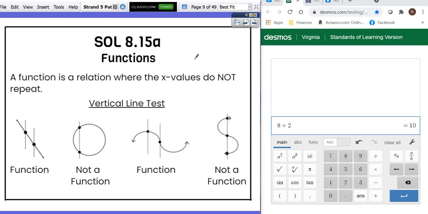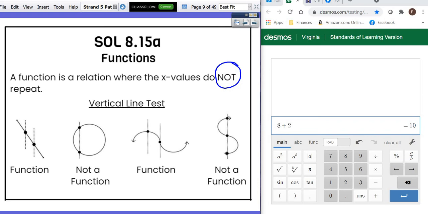Okay, we're going to talk a little bit about functions. A function is a relation where the x values do not repeat, okay? So if you have graphs like you do here down at the bottom, and you can draw those vertical dotted lines and only touch the points once, it is a function. But if you go through and draw that line and you touch the graph 2 times with the same line, then it's not a function.